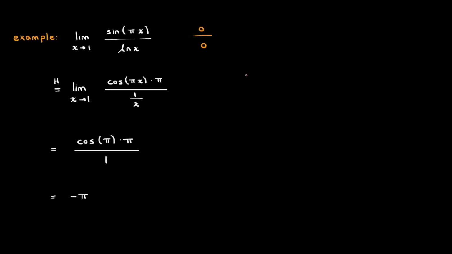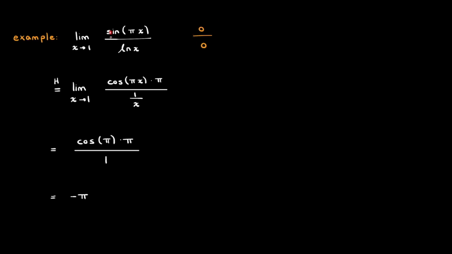So let's take a look at our first example. Let's evaluate the limit as x approaches 1 of sine of pi x divided by ln x. So the first thing you should do is try to plug in 1. What happens as we approach 1? Well, this is just going to be sine of pi, and sine of pi is going to approach 0. So the top is approaching 0. Similarly, ln of 1 is also 0, so this is also approaching 0. So we have 0 over 0.